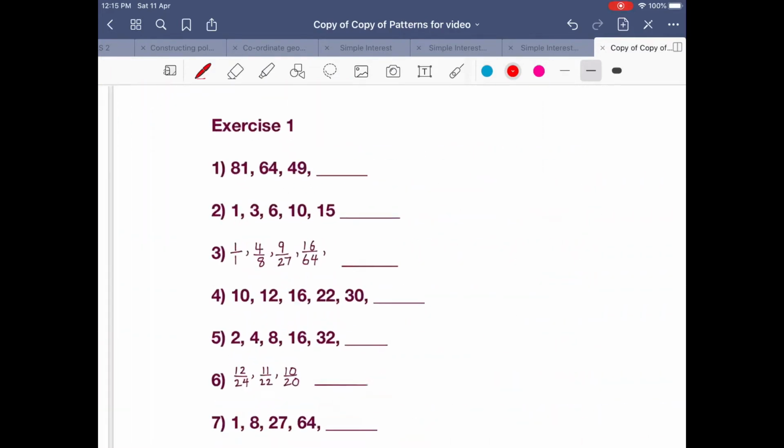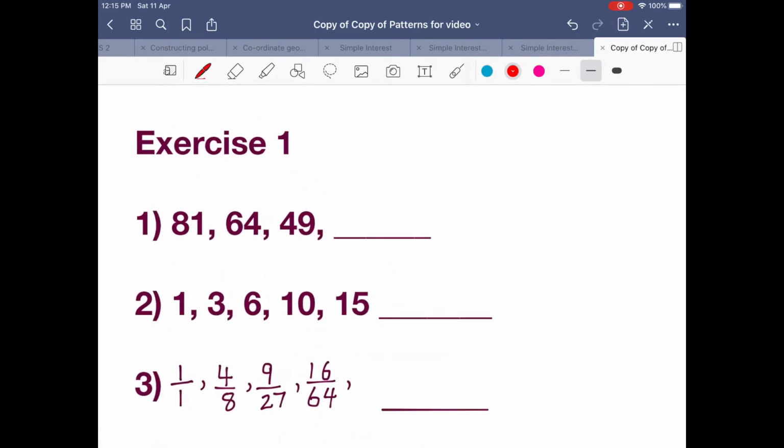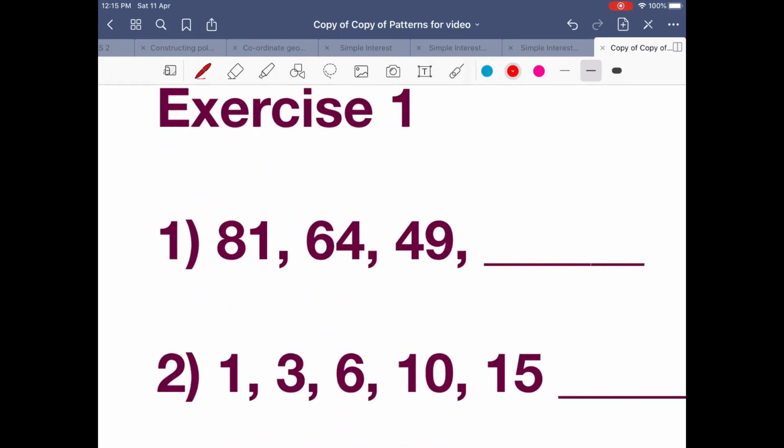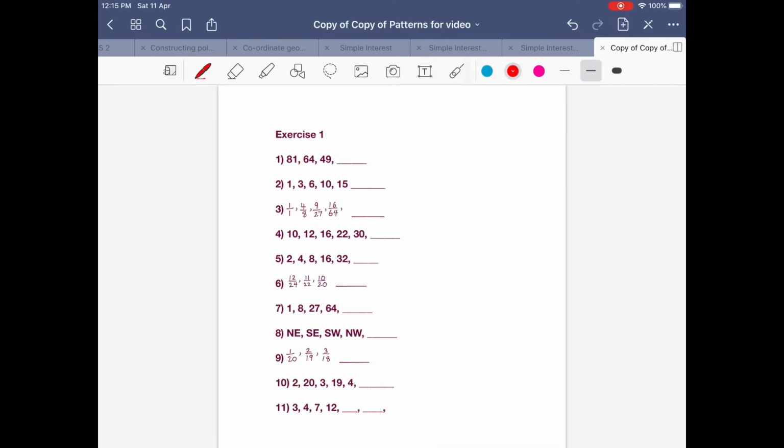So let's go on to an exercise. Exercise 1. So of course you will take your time and attempt all of these questions. So you can pause the video here, attempt all of these, and then come back to the solution.